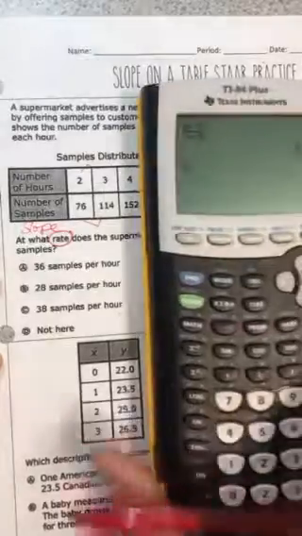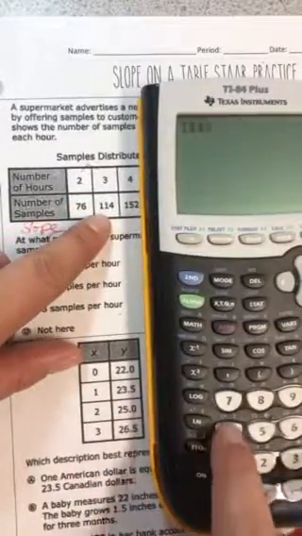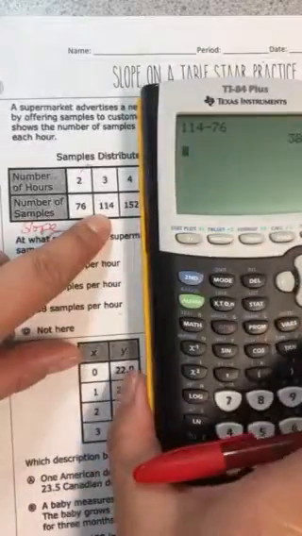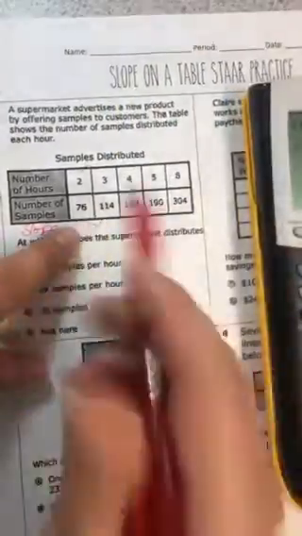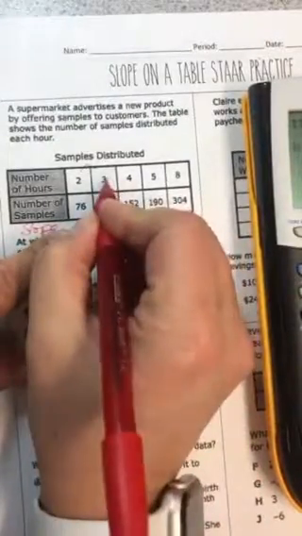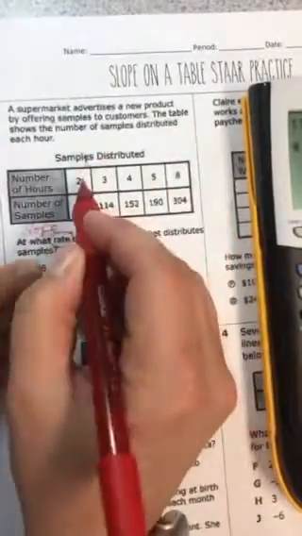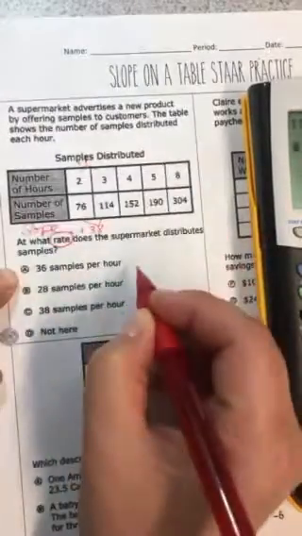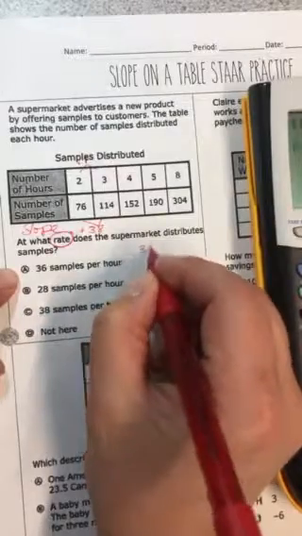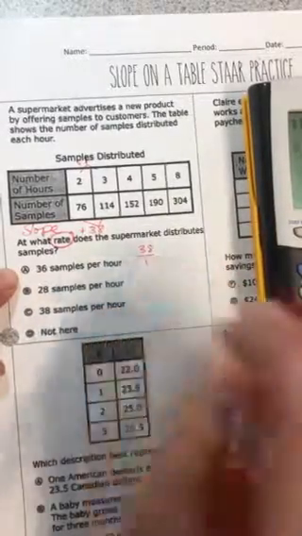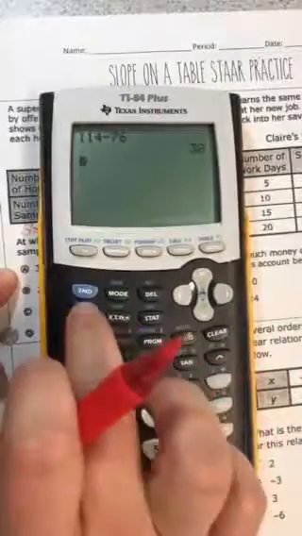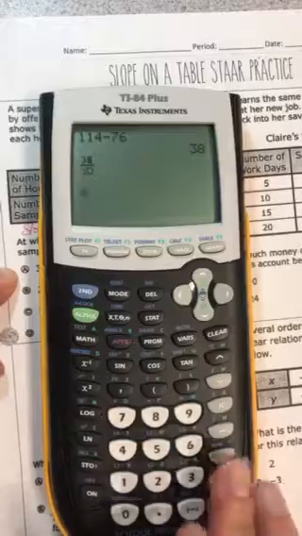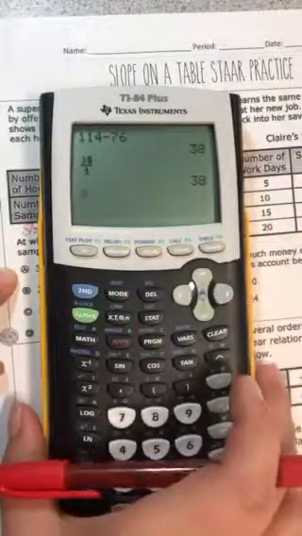To do that on your calculator, you would do 114 minus 76 to see that there's a change of 38 happening on the y. And then on the x, 3 minus 2 is a change of 1. They're both going up, so that's positive 38 and positive 1. Then you write the fraction 38 over 1 and simplify. To simplify a fraction, you go alpha y equals 38 over 1, which simplifies to just 38. So the slope is 38.